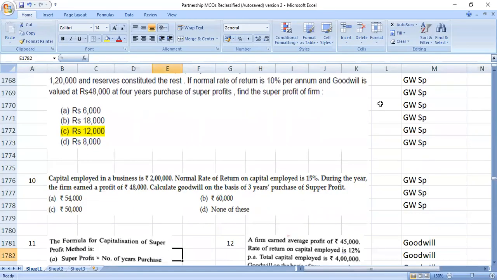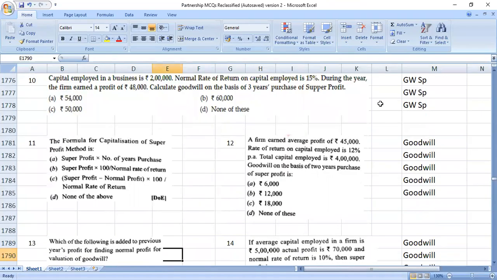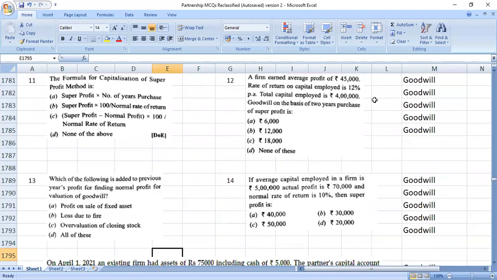All right, children. 10th one. Capital employed in a business is 2 lakh. Normal rate of return on capital employed is 15%. During the year, the firm earned a profit of 48,000. Calculate goodwill at 3 years purchase of super profit. 48,000 is the actual profit. Normal profit on the 2 lakh at 15% will be 30,000. So 18,000 is the super profit. 3 years purchase of super profit: 18,000 into 3 is 54,000. So that will be the answer, my dear children.